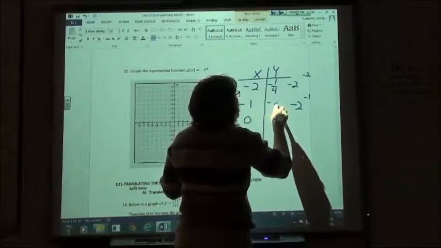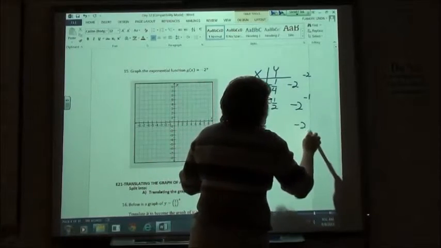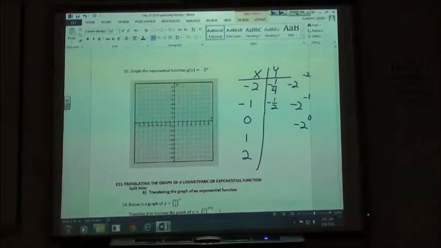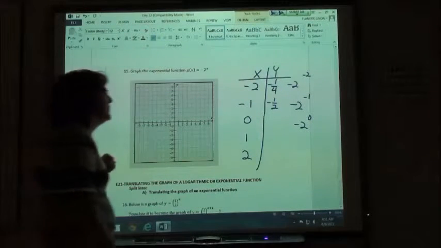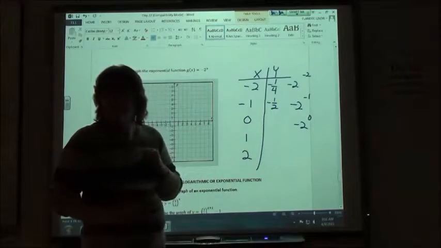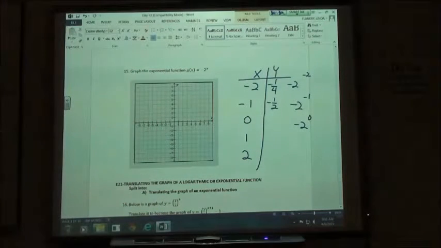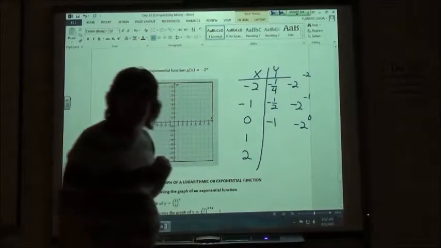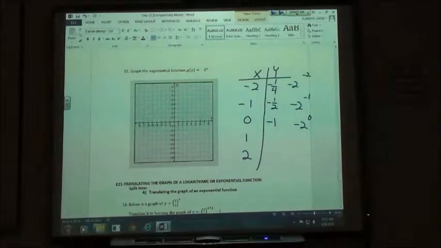Negative 1/2. Negative half. Negative 2 to the 0 power. What do you get? To the 0 power equals, oh, 1. Negative 1. Better have that negative sign on there. Negative 1, right? Oh, mine came out positive. Did you use parentheses? It came out positive.